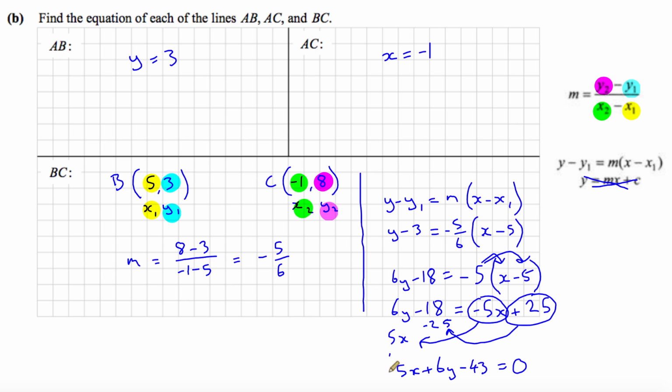So there's the equation of the line BC. That's the end of part B.